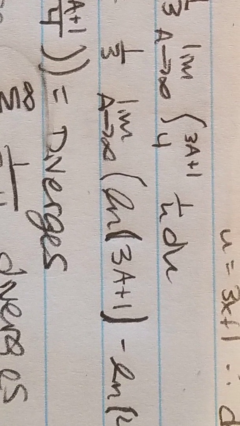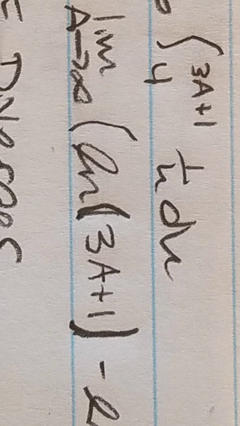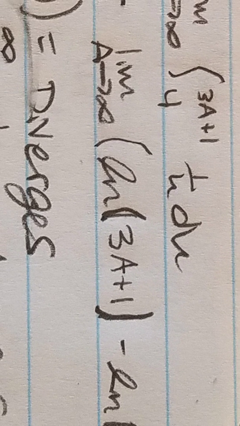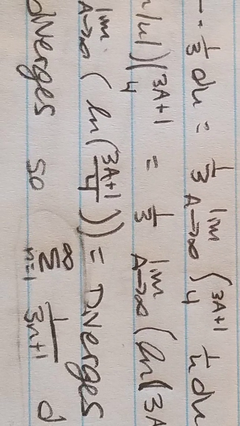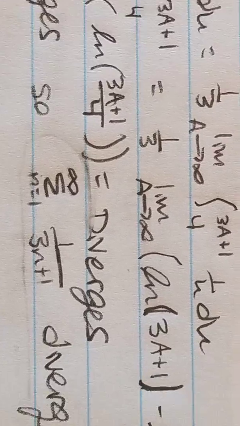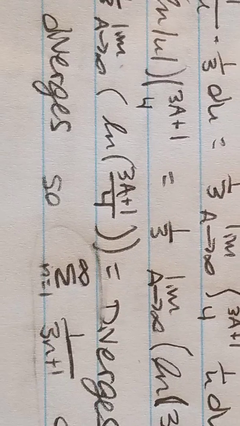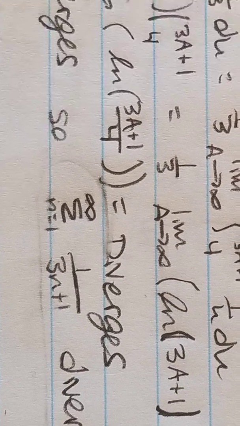That is going to diverge, because that will basically be the limit of, or the ln of infinity. So the ln of infinity is infinity. That is diverging. That should be pretty obvious. You should be able to see that. It's 1/3 times infinity, which is still infinity, so it diverges.